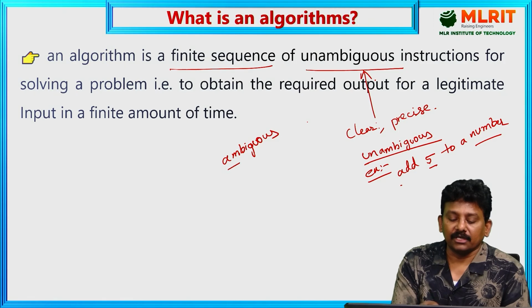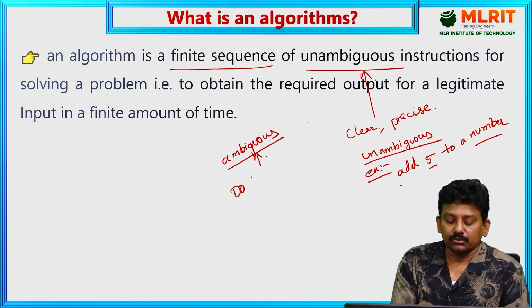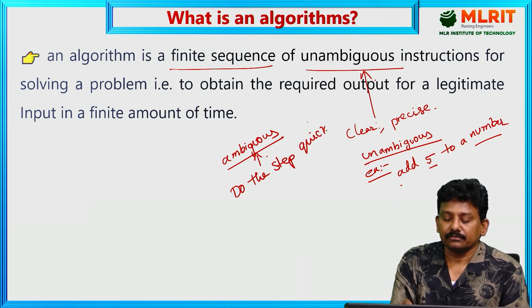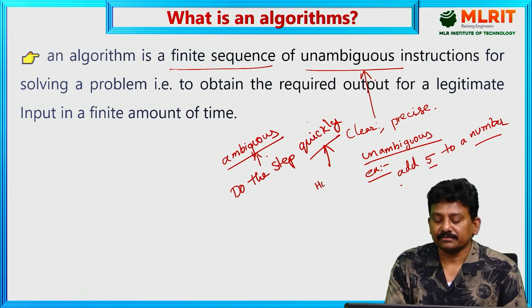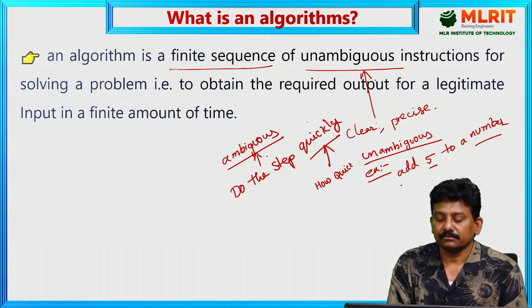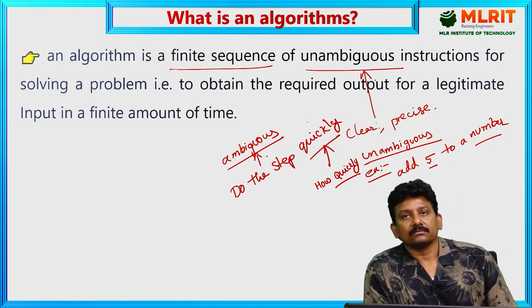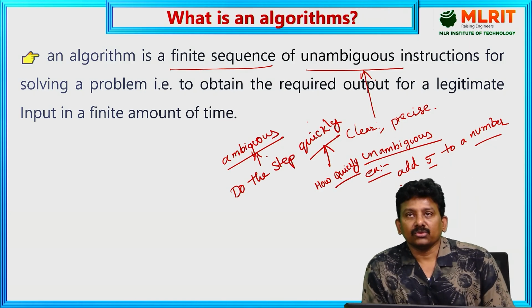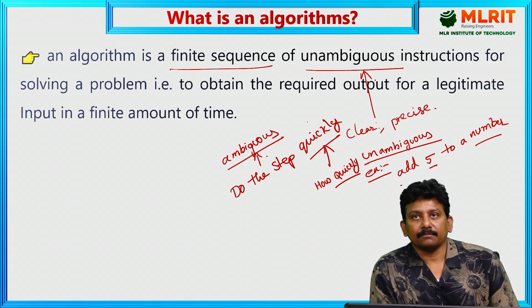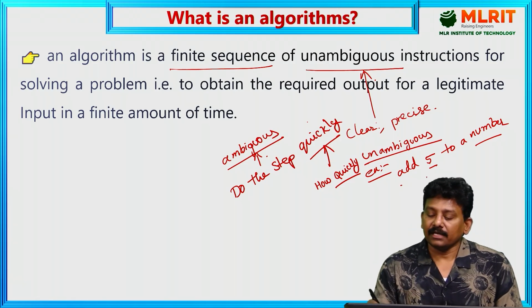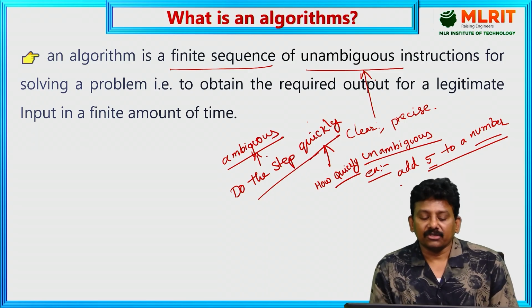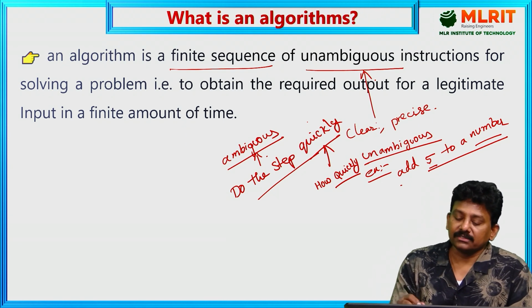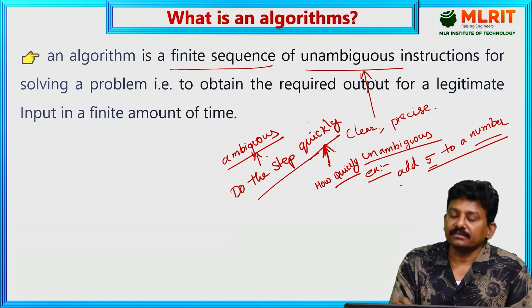Ambiguous instruction: do the step quickly. Here, with quickly, the ambiguity is how quickly. The algorithm should contain unambiguous instructions like this: add 5 to a number, 5 is added to a number. Here, do the step quickly is ambiguous, because the question rises, how quickly?